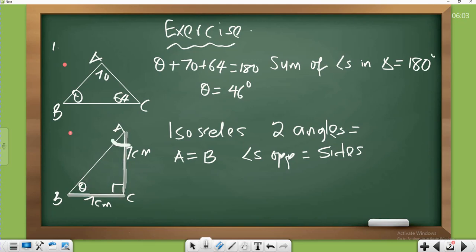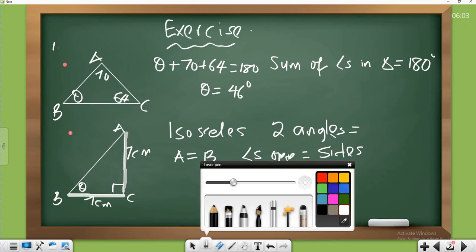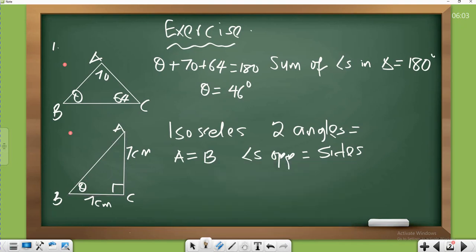So angle A is also theta. What does that then mean mathematically? It simply means that, let's check now, my A would also be theta. All right. So theta plus theta plus 90 would be equal to what? 180. Now, what is the reason? Sum of angles in a triangle.